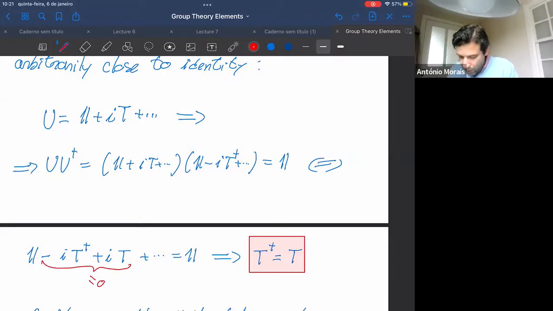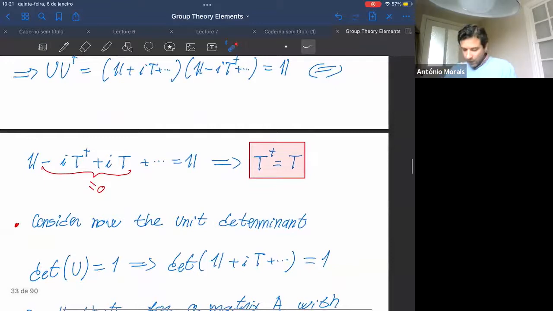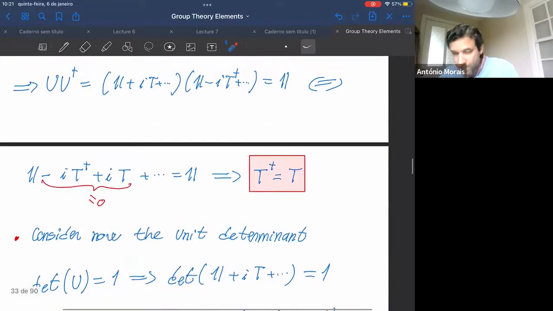Which is only possible when the T matrices, the generators of the group, are also unitary. But that's why the Pauli matrices are unitary. And this is valid. In fact, what we are doing here would be valid also for SU3, SU4, any other SUN that you may think of. Just the dimension would change. So the number of free parameters would not be 3, it would be 4, 5, 6, 7, and so on.